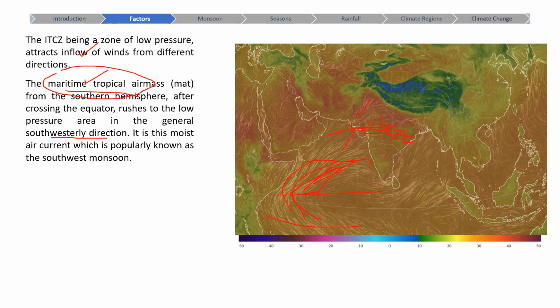As I told you, the Coriolis effect. In the northern hemisphere, winds get diverted towards the right hand side, while in the southern hemisphere, you can observe the winds are moving towards the left hand side. So this Coriolis force is also important. It diverts the winds towards the right hand side. All the winds you will see getting diverted towards the right hand side. So this is the air mass, and this is known as the southwest monsoon.